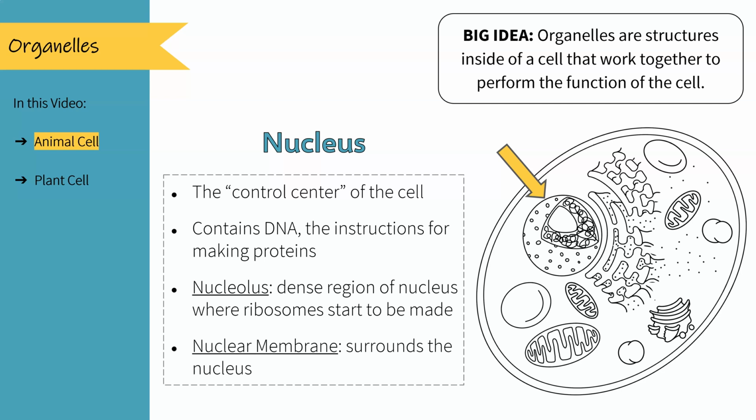The nucleus is surrounded by a nuclear membrane, similar to the cell membrane. And you can see in the diagram that it's full of pores, because it's important for those instructions to be able to be transported so that the other parts of the cell can have the instructions for the proteins.